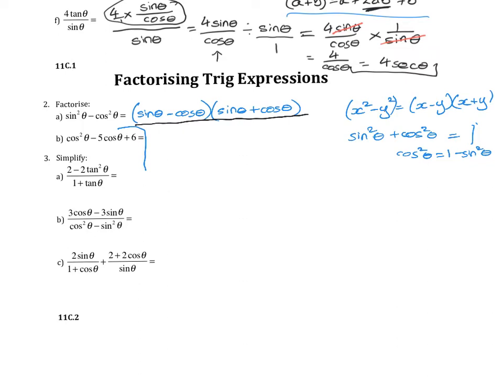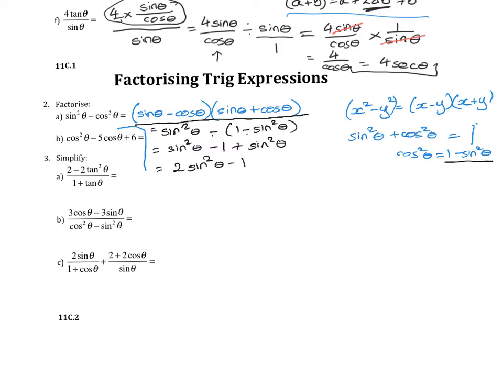So then we would get sine squared theta minus cos squared theta, which is 1 minus sine squared theta. I make sure to use my brackets so I don't mix up my subtractions. And so then I'll get sine squared theta minus 1, but minus times a minus is a plus sine squared theta. So that becomes 2 sine squared theta minus 1.